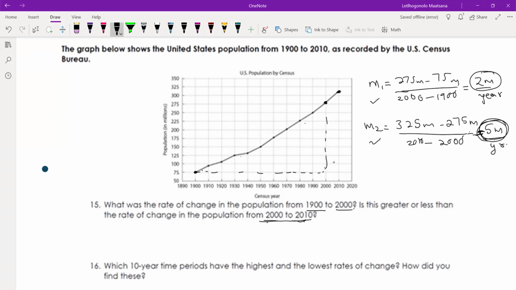Which 10-year time period has the greatest and the lowest rate of variation? How did you find this? It's about looking at the change. So in this one, it looks like we increased by somewhere around 20 million. In the next one, that is even lower, something like 25 million. And this one here, a little bit greater.